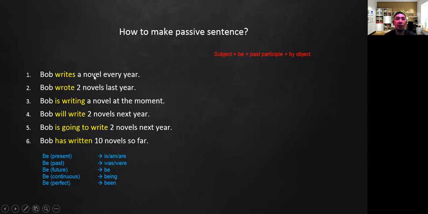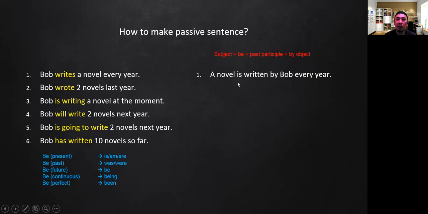The first step is you make the object into the subject, and the subject into the object. Once again, we put the object here into subject position, and then we put the subject here into object position. See, a novel, and then Bob. And then don't forget, we already have subject and object. Now we need the to be. What to be can we use? Because it is present, we only have 3 options: is, am, are, right? And because the subject is a novel, it is singular, so we use is for the to be.